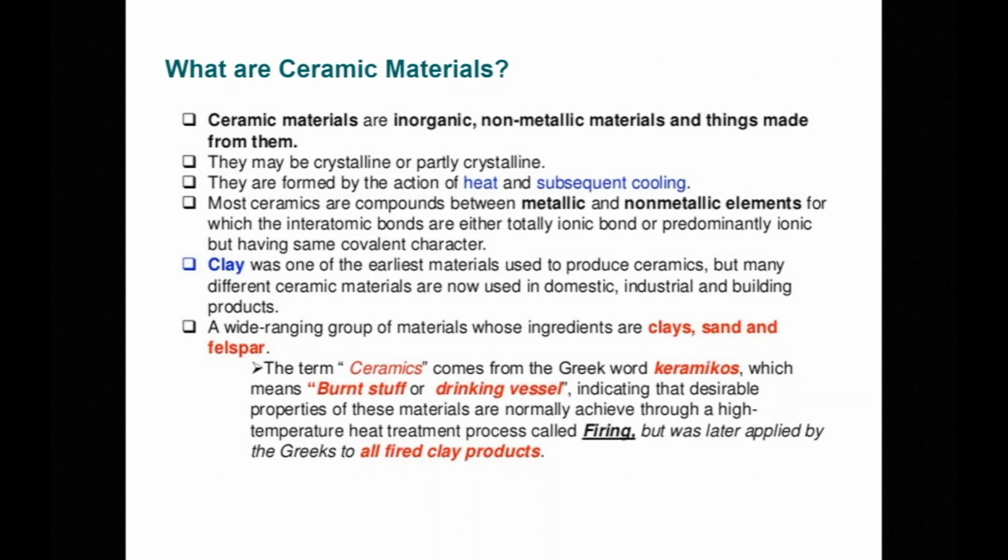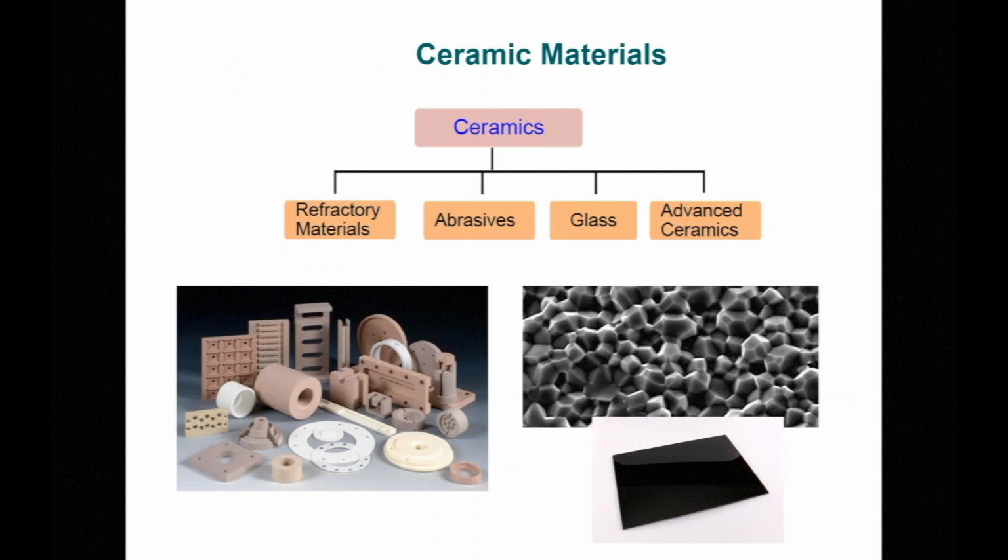indicating that the materials are usually achieved with a high degree of heat treatment in order to get the desirable properties. So you need to bake them or heat them at a high temperature in order to get the properties of a ceramic. Now, for ceramics, there are several classifications. They can be looked at as refractory materials, abrasives, glasses, and a class of advanced ceramics that are used in low volume but for high performance or high cost.